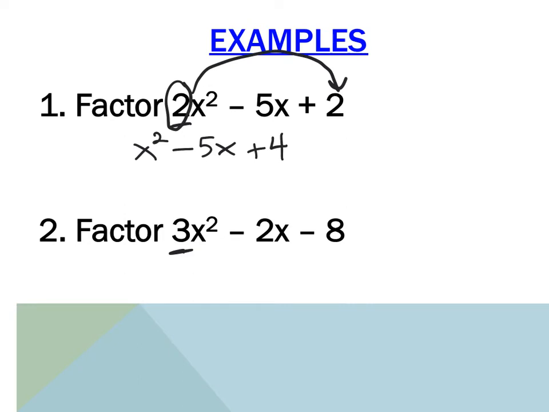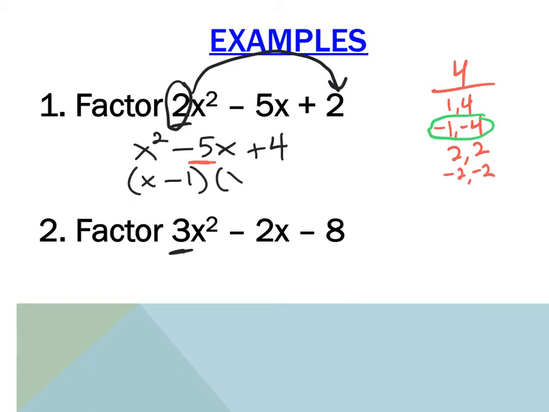I factor that like any other problem, so I'd be listing all the factors of 4. And so positive 4, 1 and positive 4, also negative times a negative is 4. 2 and 2, but also negative 2 and negative 2. These are all the factors of positive 4. Which ones add up to the middle term here of negative 5? And if we look at our list, it looks like the negative 4 and the negative 1 add up to negative 5. And so that's going to factor into x minus 1, x minus 4.